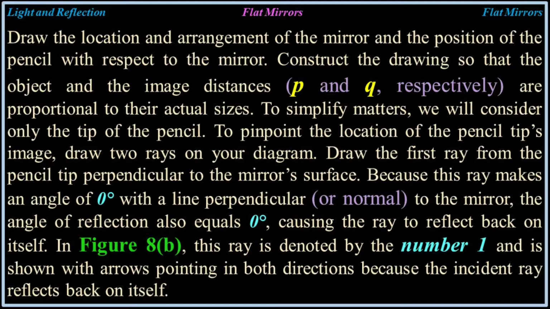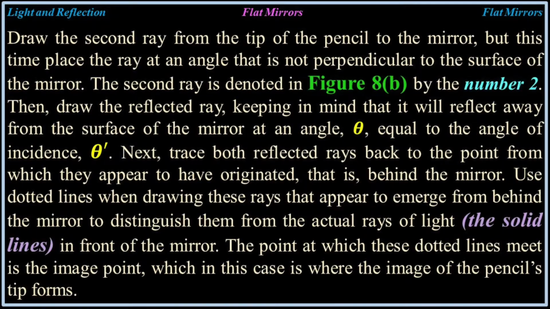To pinpoint the location of the pencil tip's image, draw 2 rays on your diagram. Draw the first ray from the pencil tip perpendicular to the mirror's surface. Because this ray makes an angle of 0 degrees with the line perpendicular, or normal, to the mirror, the angle of reflection also equals 0 degrees, causing the ray to reflect back on itself. In figure 8b, this ray is denoted by the number 1 and is shown with arrows pointing in both directions because the incident ray reflects back on itself.